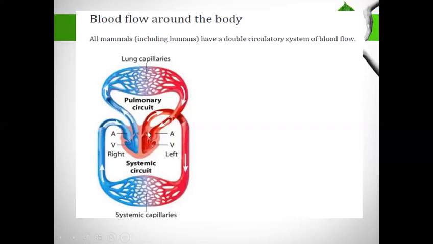One more thing you can see here is that in the left ventricle there is oxygenated blood which is taken by the aorta and transported to different parts of the body. So this is also systemic circulation. So what is systemic circulation? Systemic circulation is between the heart and body cells, body tissues. And pulmonary circulation is the circulation between the heart and the lungs. Is that clear?